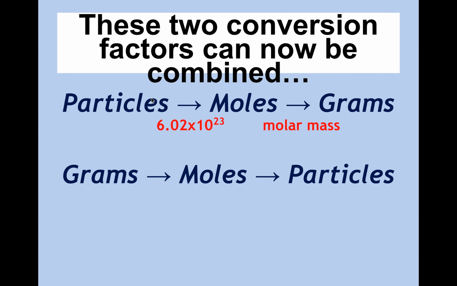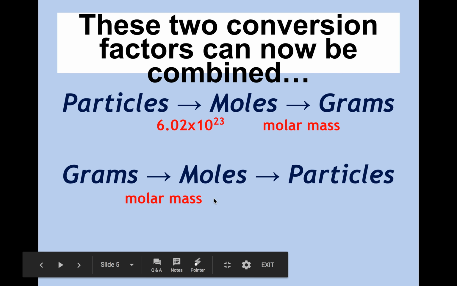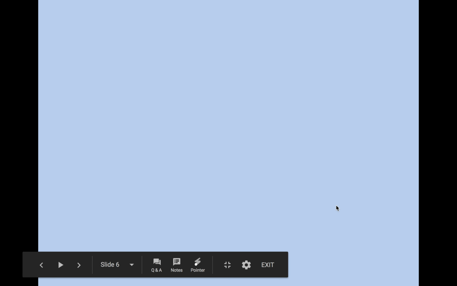When we're going from particles to moles, we need to divide our particles by Avogadro's number, 6.02 times 10 to the 23rd. When we're going to our molar mass, we have to use the molar mass of the compound and divide that into the number of grams. Here, we're going to use the molar mass, and we're going to, again, use our Avogadro's number to convert the moles into particles. This will become a little bit more clear when you see what's going on in an example.